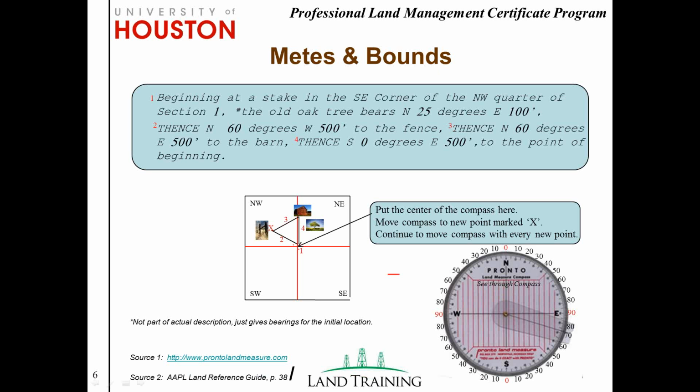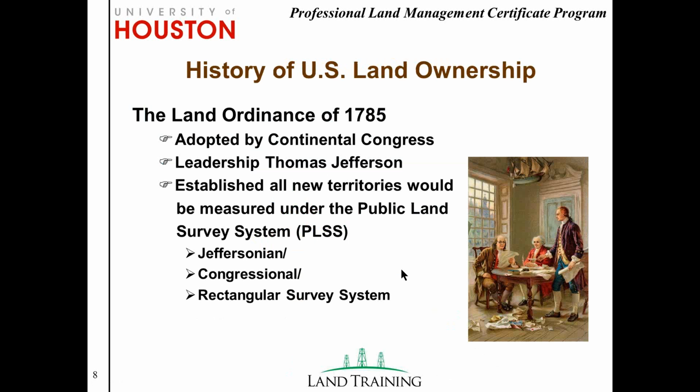Okay, so now that we know the metes and bounds side of it, let's look at the rectangular survey system. What I want to do is walk you through a history of U.S. land ownership. We've already talked about how this is what the Pilgrims used, because this is what was used in England, the metes and bounds system. But in the United States, for your history lesson for today, there was an act passed by Congress. It was called the Land Ordinance Act of 1785.